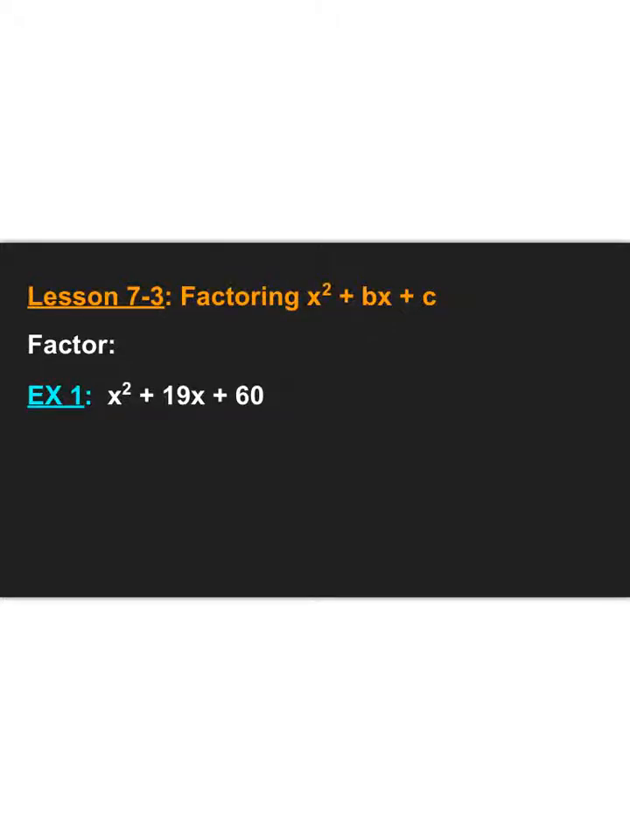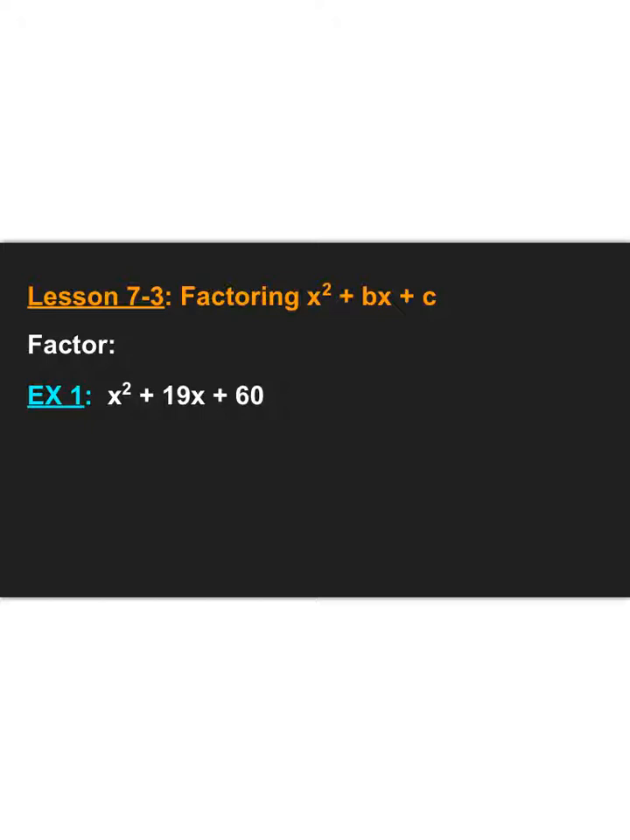Today we are going to talk about factoring a trinomial that has no coefficient in front of the x squared term. So it's going to have some number in front of the x term and some number for the constant. So for instance, for example, 1x squared plus 19x plus 60. There is no coefficient for the squared term.